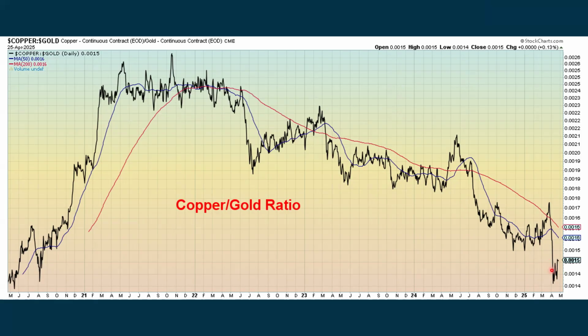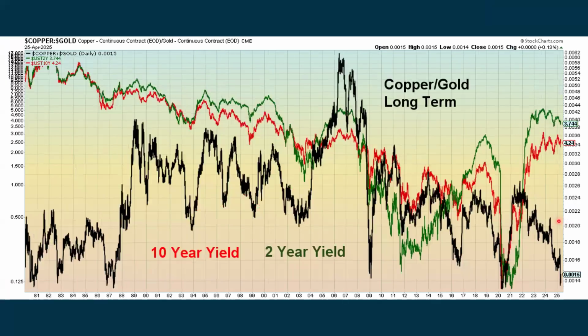Now, copper's been doing well, but gold's been breaking out as we're dealing with all this insanity and uncertainty with the tariffs and trade wars and things like that. So that's why we see this ratio really going down. The fact that it's bouncing back up a little bit is encouraging, but it's going to need to really go back up to be more positive.